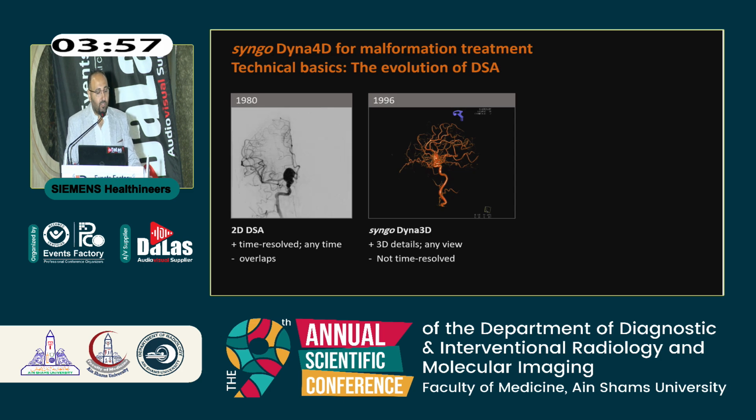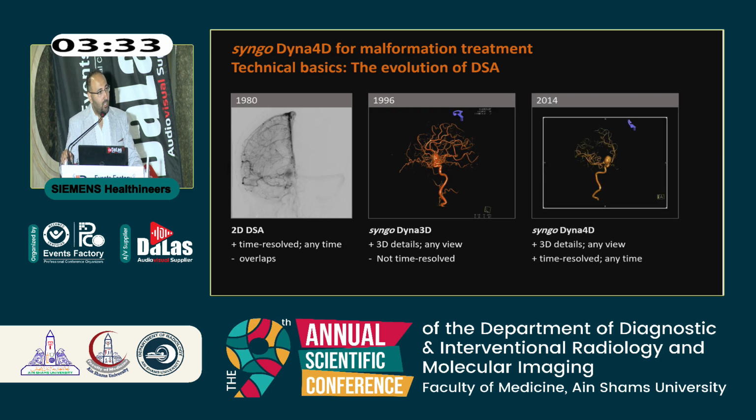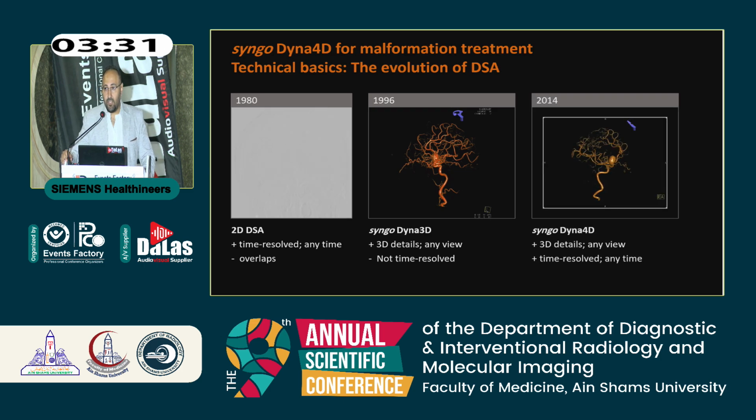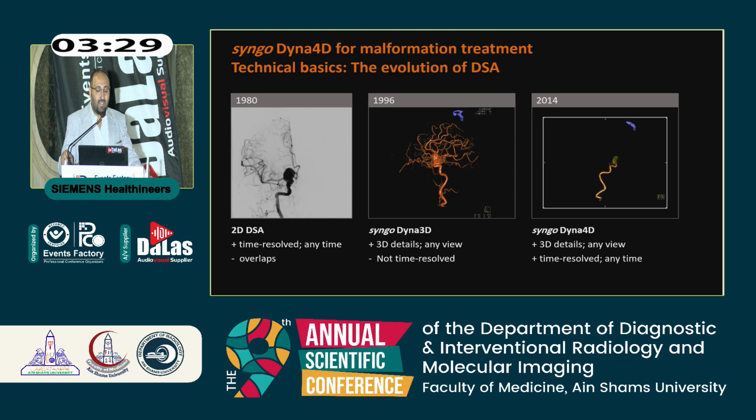Simply, Dyna4D combines both benefits, because in DSA we only have phases, but we don't have all the possible angulations we can use to treat our AVM. And the 3D gives us all the possible angulations, but we don't have time in 3D. So in Dyna4D, we have both. We combine the 3D criteria and the DSA criteria, so we have phases within a 3D volume.